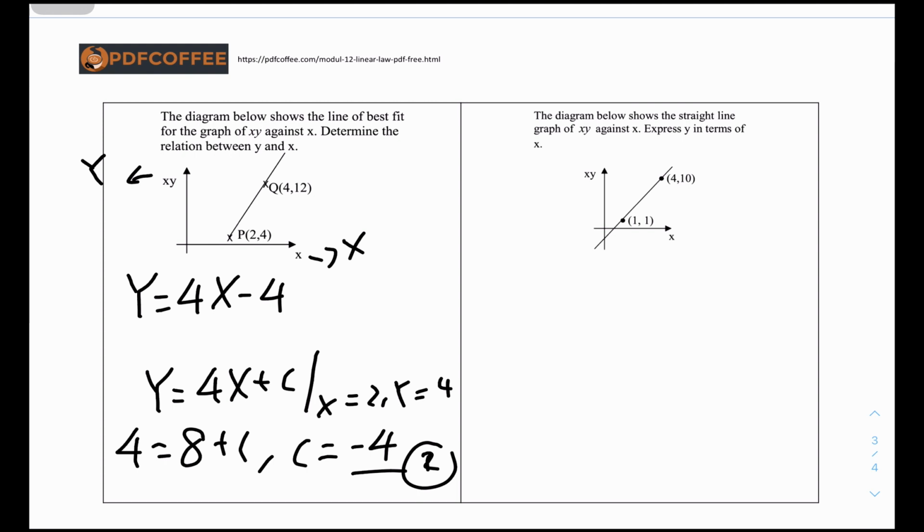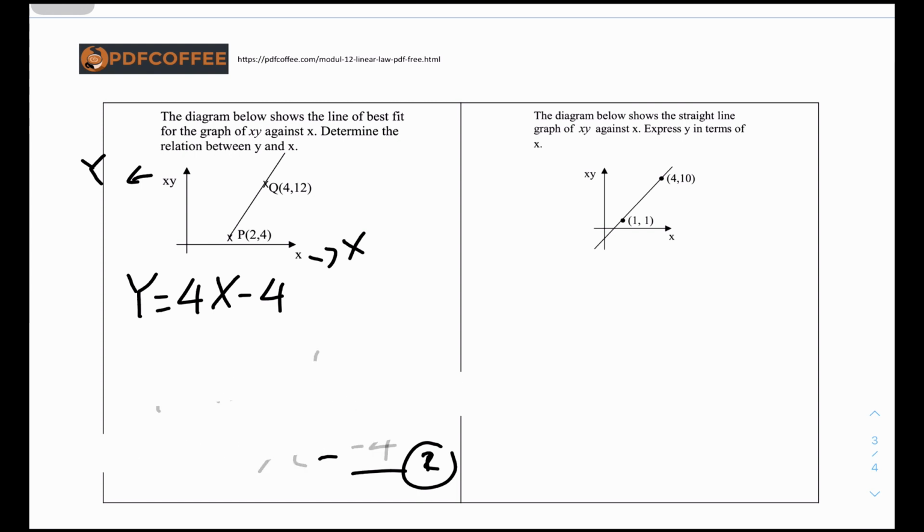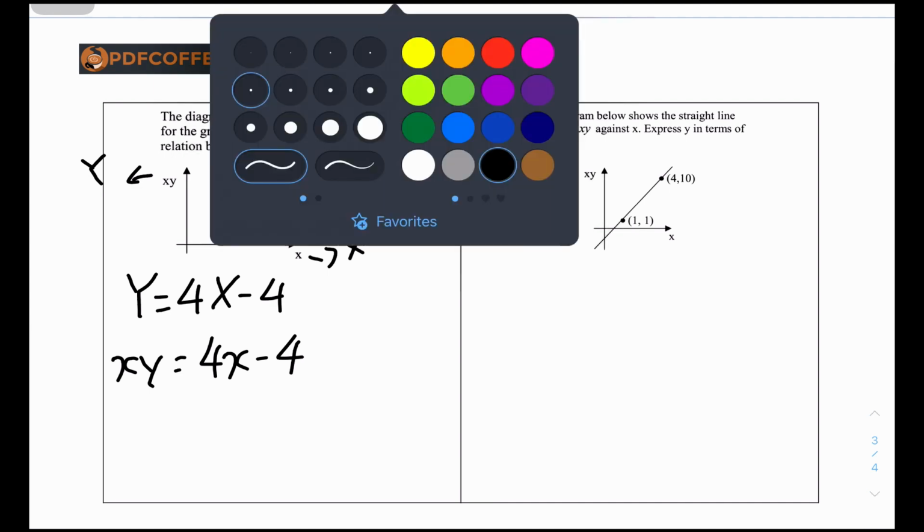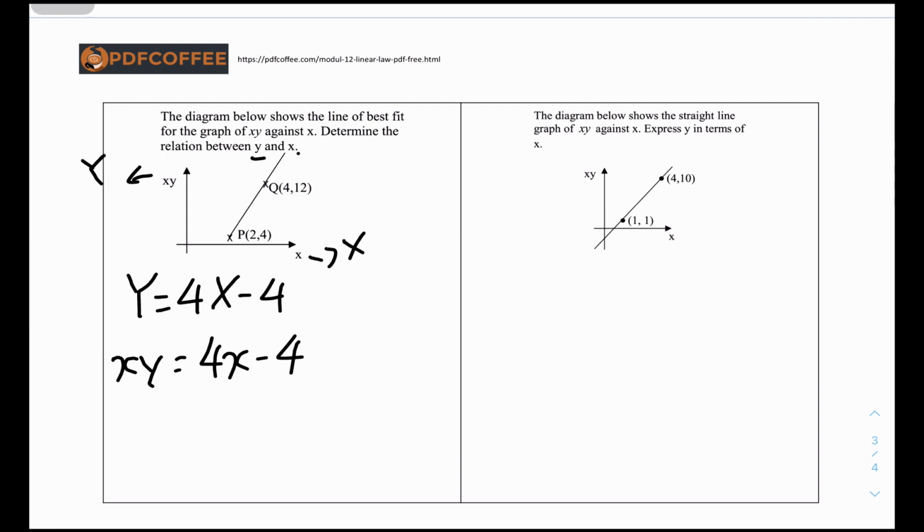So we now have to substitute the values for big Y and big X back into the equation. So big Y would be xy equals 4x minus 4. It says determine the relation between y and x, so I'll make y the subject so that we can clearly see the relationship between y and x. Therefore dividing everything by x, it will be y equals 4x minus 4 divided by x. We can make it clearer by factorizing the 4, so it will be 4 times x minus 1 over x. It's the same thing anyway.